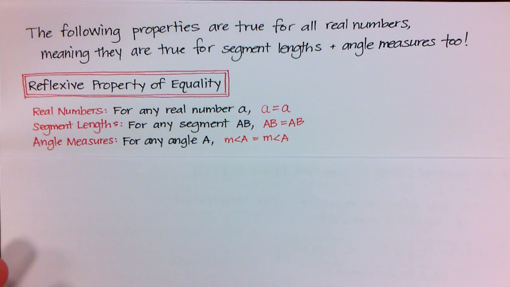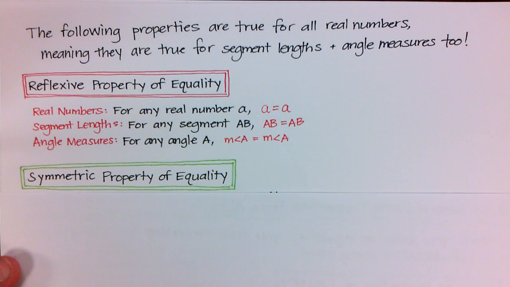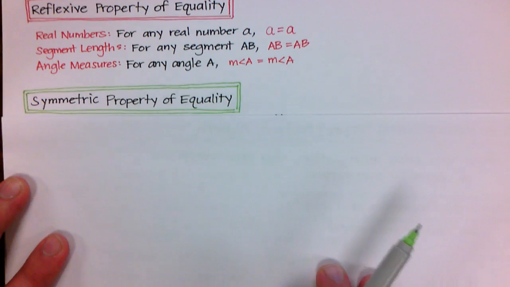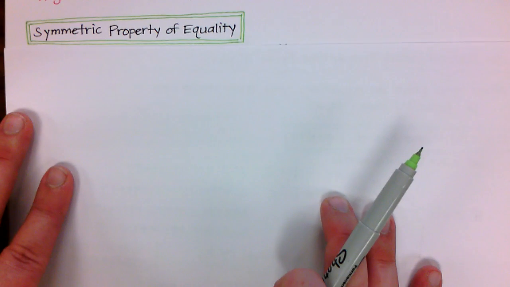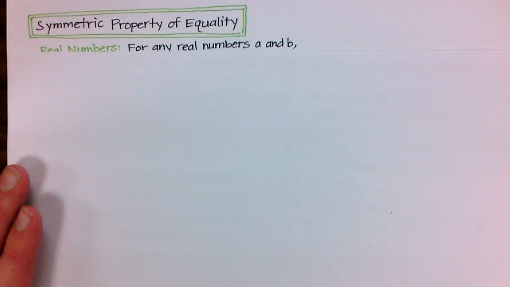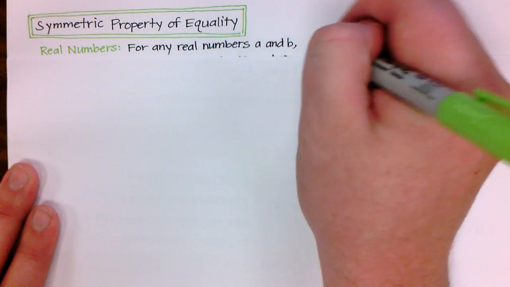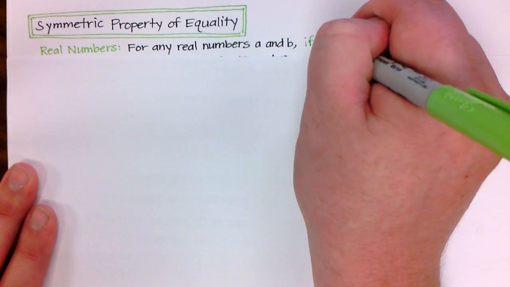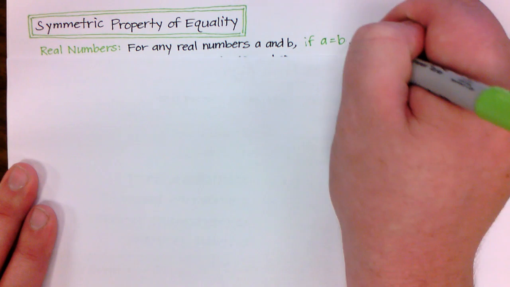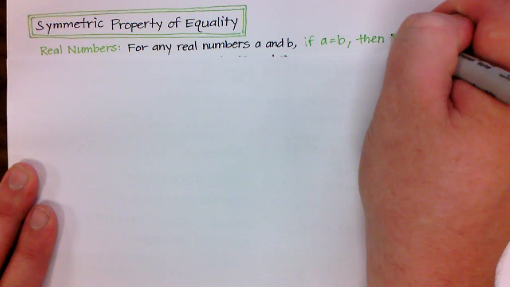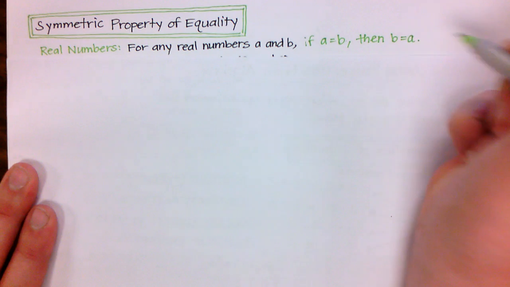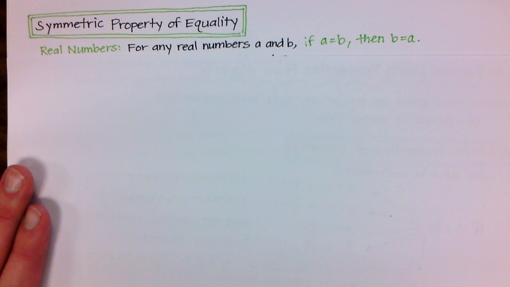Okay, moving on to another property. This is the symmetric property of equality. So we're looking at symmetry. Okay, let's move this up so you can see it. There we go. So this one says for any real numbers A and B, if A is equal to B, then I can also say that B is equal to A. I can kind of reverse the order, and this is symmetry. It's going to be the same on both sides, however I reflect it.